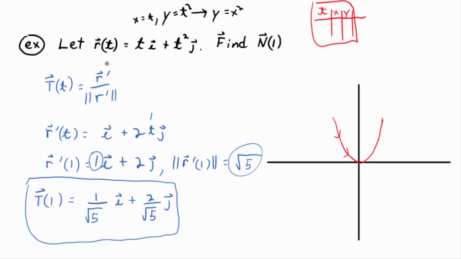Now, what would r of 1 be? It would be a point on the curve, right? For the sake of argument, let's say it's right here. r of 1. Now you know what T should look like.